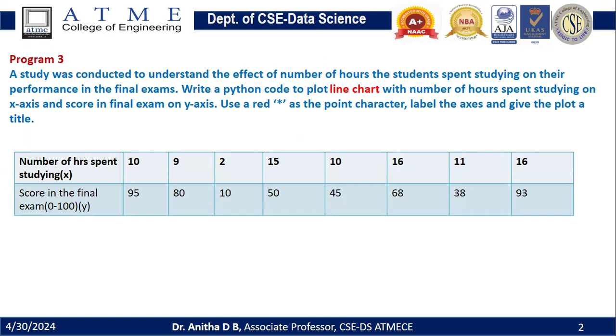The statement is, a study was conducted to understand the effect of number of hours the students spent studying on their performance in the final exams. Write a Python code to plot line chart with number of hours spent studying on x-axis and score in final exam on y-axis. Use a red star as the point character, label the axis and give the plot a title. And this table gives the data of number of spent hours in studying and score in the final exam.